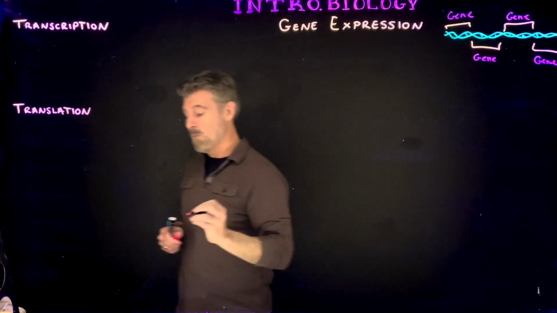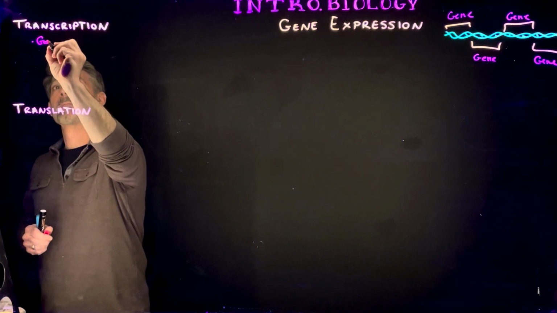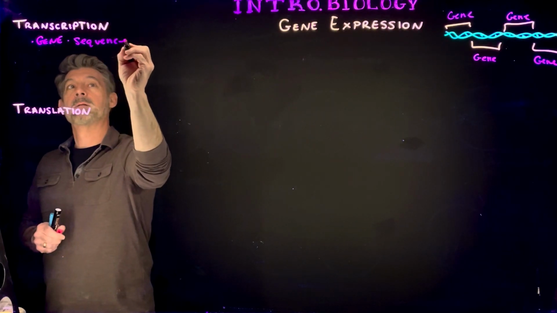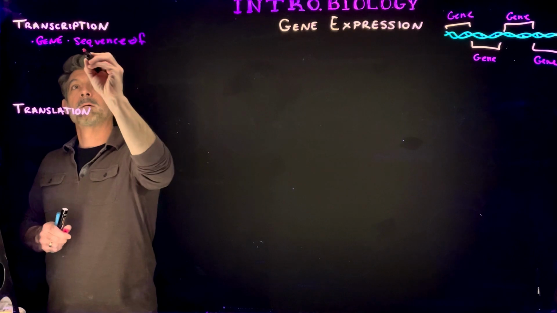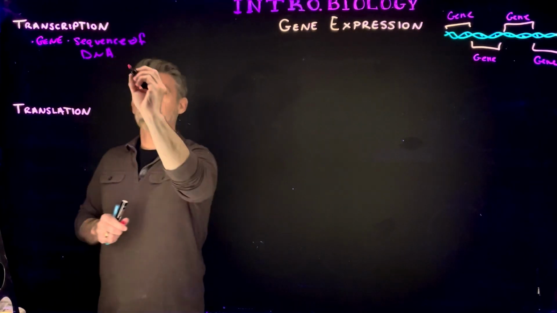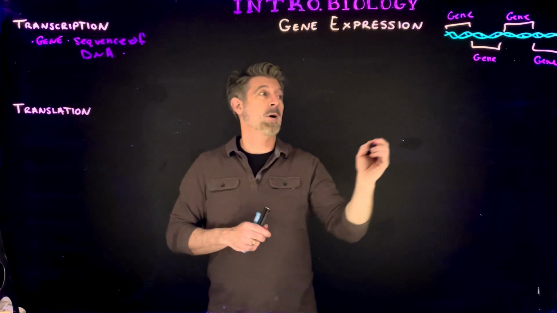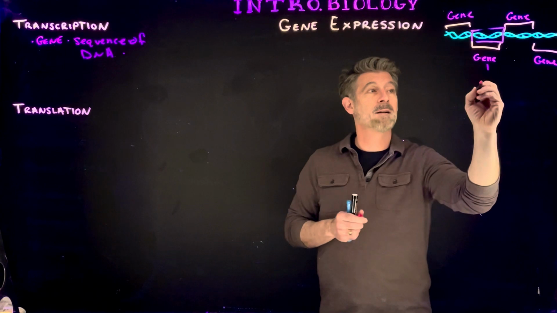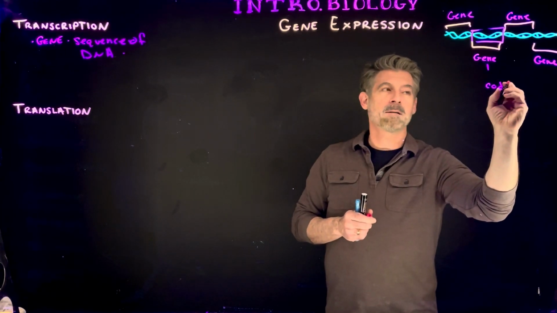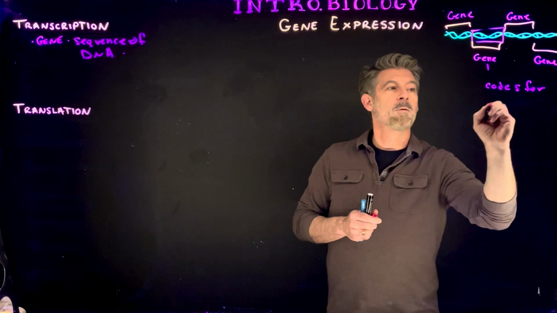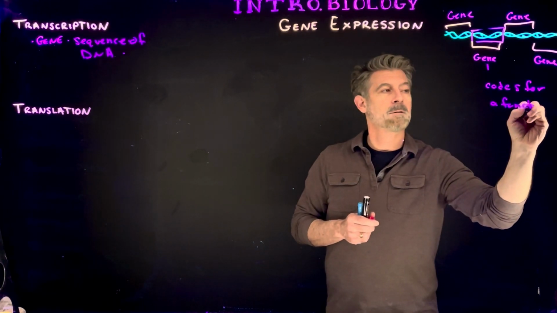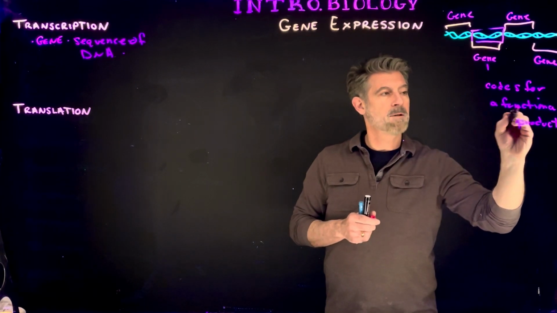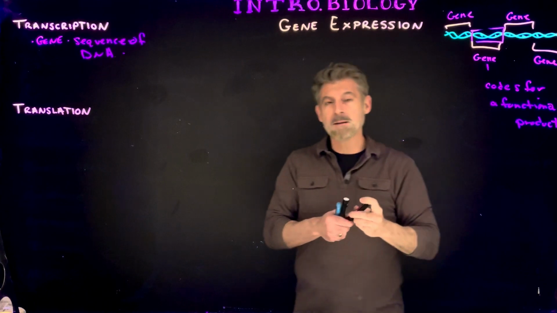So first off, what is a gene? The gene is a sequence of DNA and it codes for a functional product. Okay, so first off, it's going to be within the DNA we're talking about. We're talking about a region of DNA here. And the best definition here is going to be codes for a functional product.